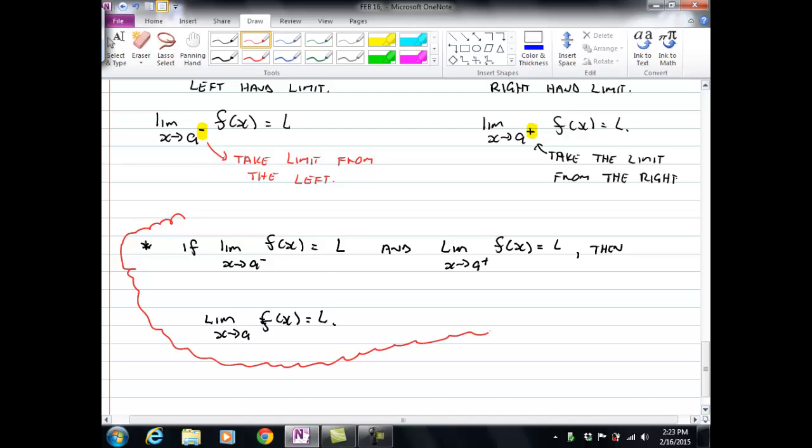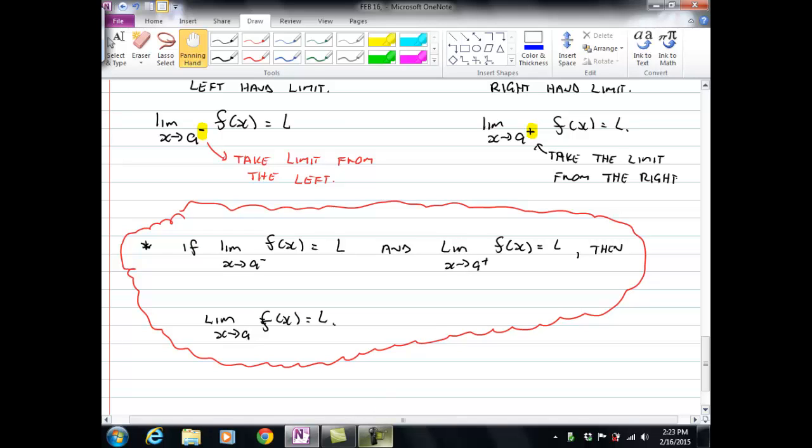Okay. It looks confusing if I just give you this formula, but in reality, all it's saying is left limit equals L, right limit equals L, therefore A has to equal L.